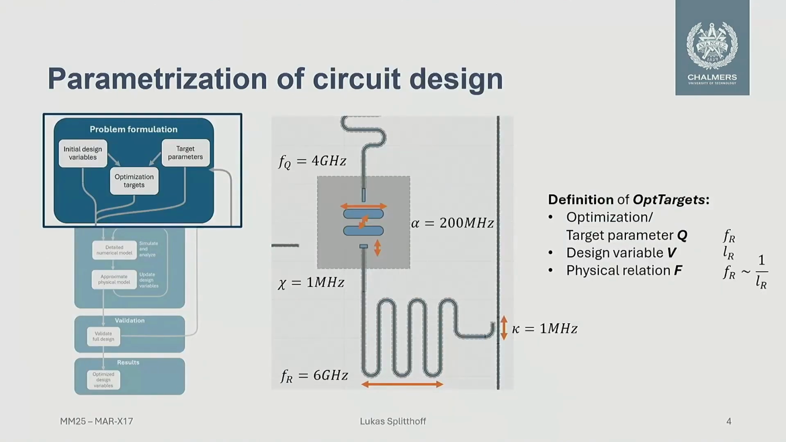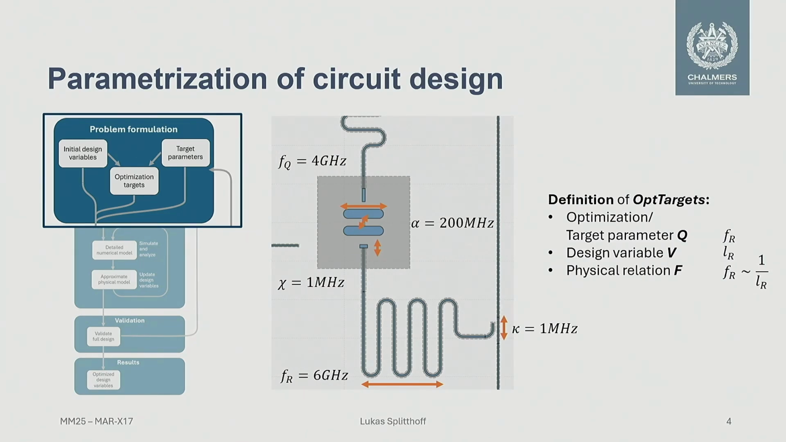Now, the first thing that we need to do when we start with the optimization is we need to parameterize our circuit appropriately to address the problem. When we think about a single qubit example, then there are typically 5 parameters that we have in mind: the qubit frequency, the qubit anharmonicity, the chi between qubit and resonator, and the resonator frequency, and the kappa, which is the coupling to the feed line. To those parameters, we will refer to optimization or target parameters Q.